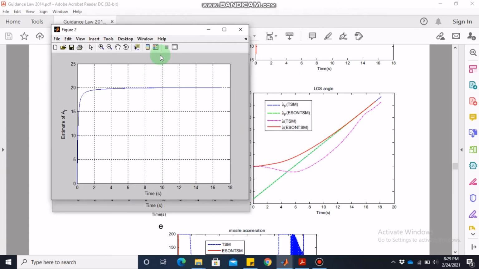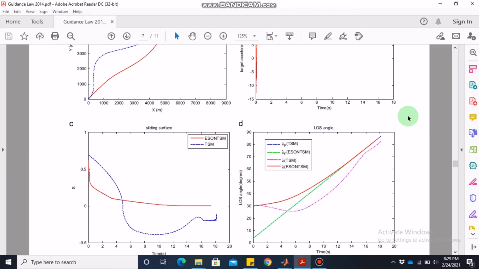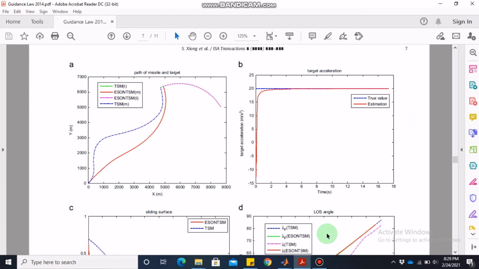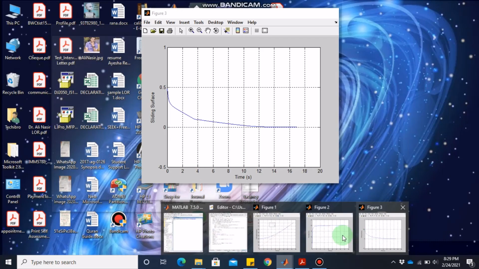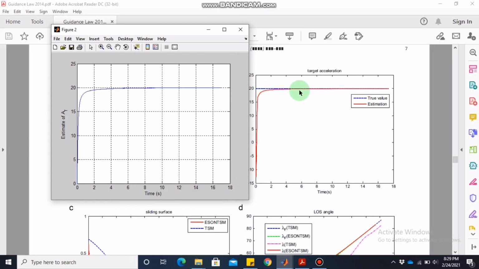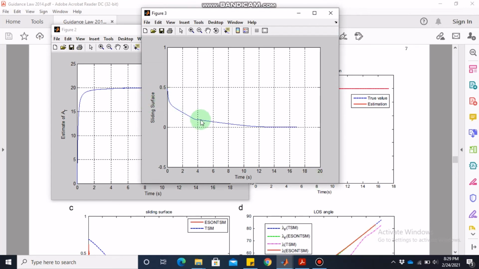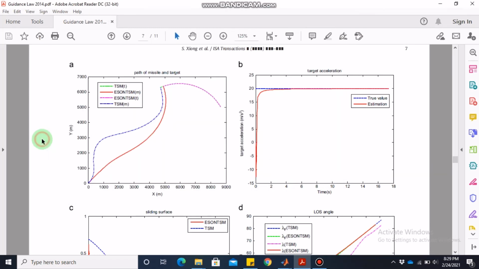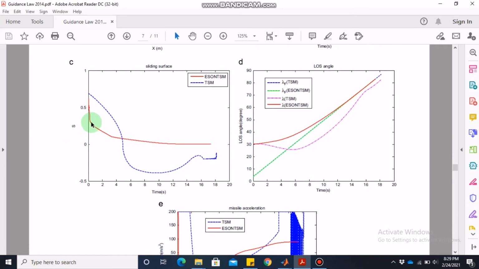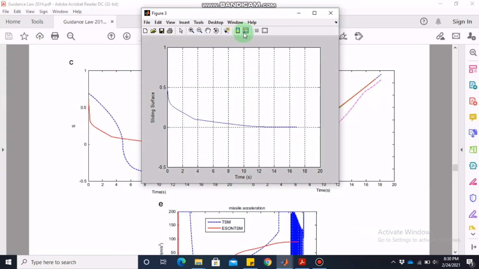So we already know that we have set AT to be 20. The estimate of AT is of course obtained from Z2, and that goes to the value 20 as expected. And then finally there is this sliding surface, you can see here, this is the plot of the sliding surface, the red line with the proposed approach.